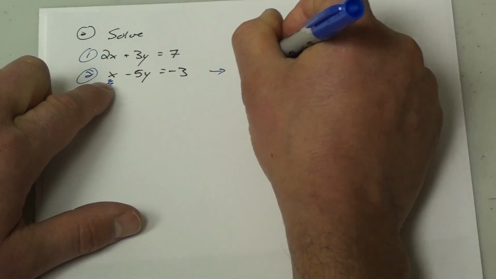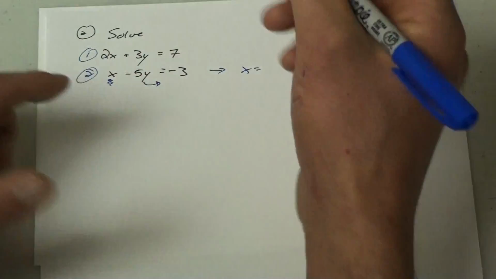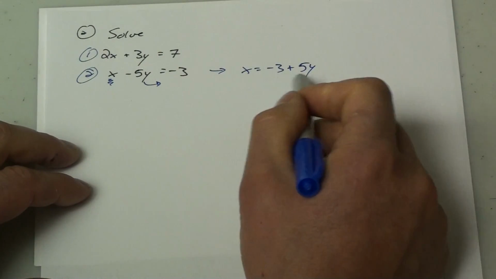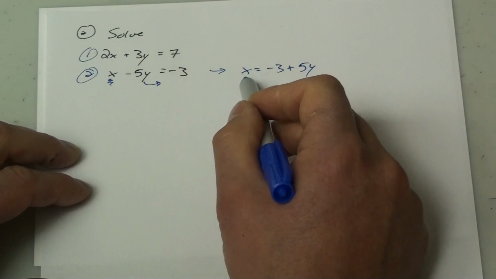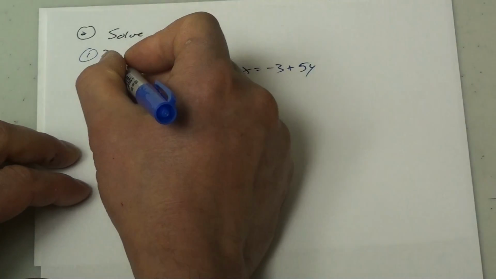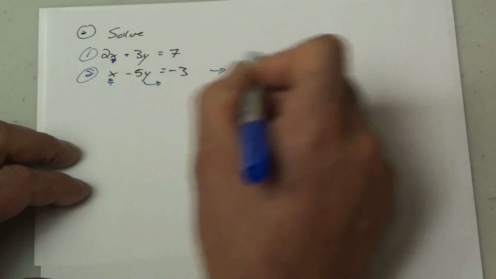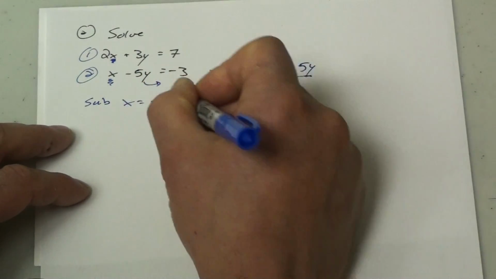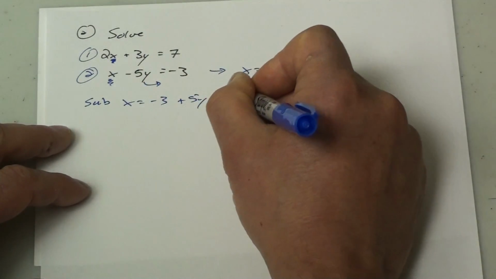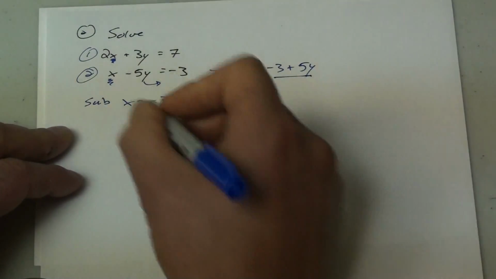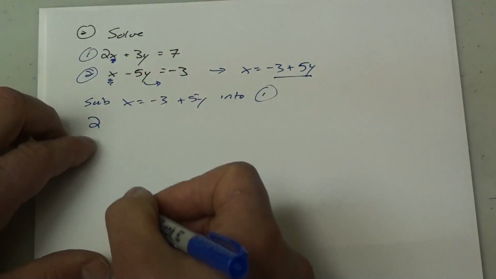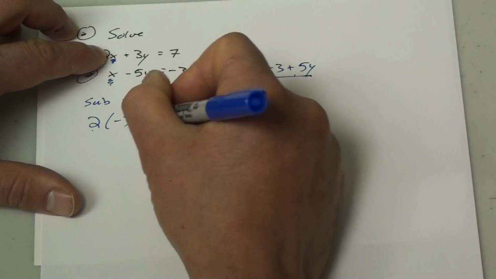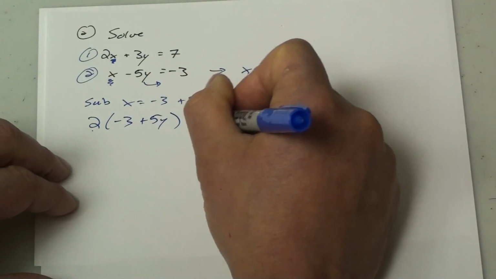So it would be x equals, I'm going to take my minus 5y over to the other side, becomes a plus 5y. So it's negative 3 plus 5y. There is my equation 2 rearranged. x is by itself, which means I can take it and replace the x in the first equation with what x is equal to. So I'm going to sub x equals negative 3 plus 5y into equation 1. And I'll write equation 1, but I'm not going to have x anymore. I'm going to have what x is equal to. So it goes 2, not x, but negative 3 plus 5y, plus 3y equals 7.